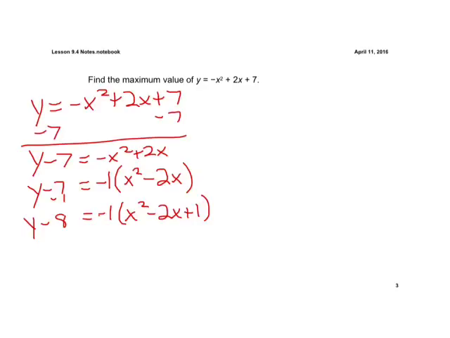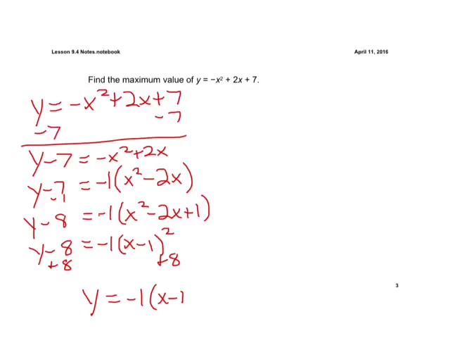So now we have this here. We're almost there. We need to rewrite our right side, so we have negative 1 out here times the square of a binomial. And we see it's going to be x minus 1 squared, equals y minus 8. Now we just need to get it in vertex form, so if we add 8 to both sides, we get y equals negative 1, which is our a value, times x minus 1 squared plus 8. Now we're in vertex form.